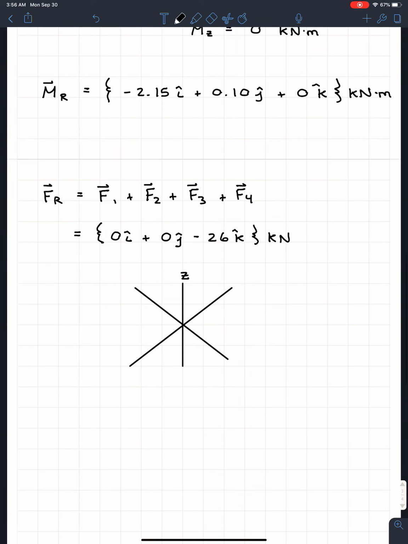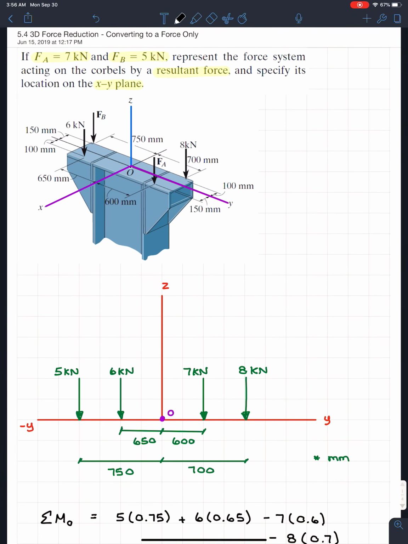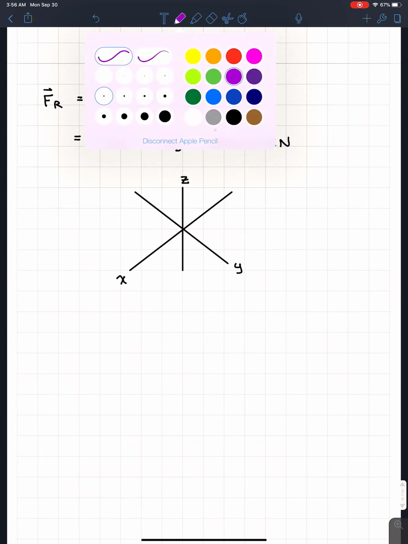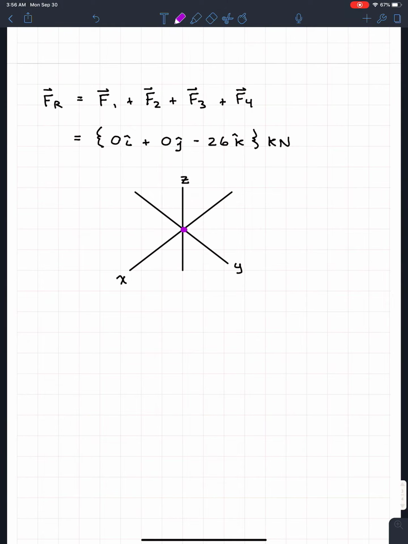So we know that there's z going up. We know that x is going to the left, y is going to the right, so this will be x. This would be y. And what's going to happen now at this point in time, at point O, right at the center, we found our resultant force, which we know is just going in the negative direction.